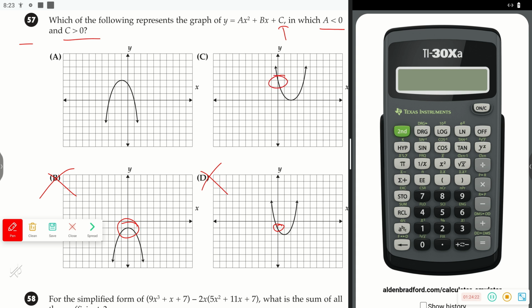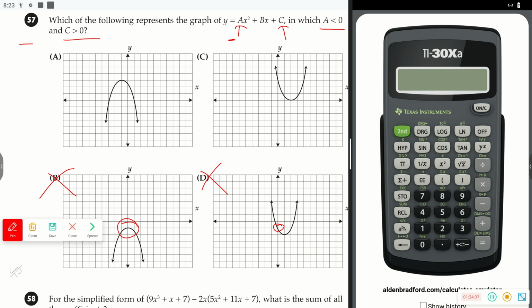This one has a positive y-intercept, and this one has a positive y-intercept. So we know it's going to be A or C. The next thing that tells us is that the A value is less than 0. Less than 0 means it's a negative.